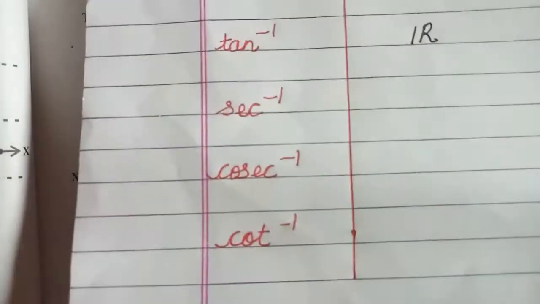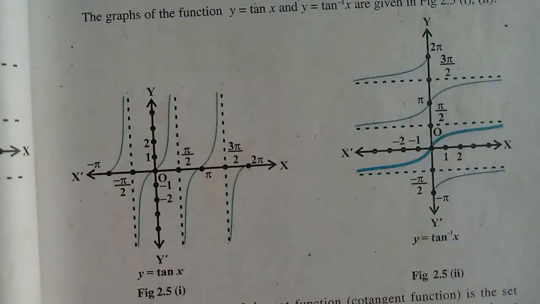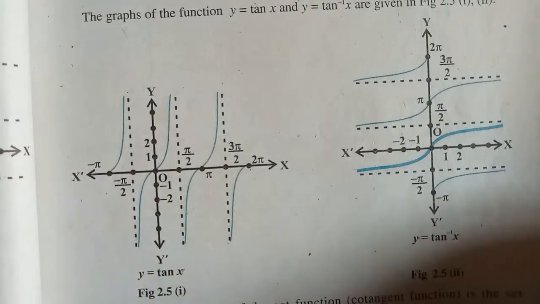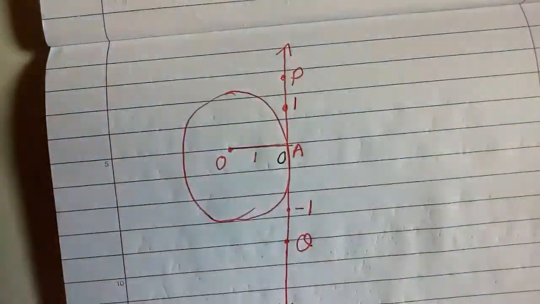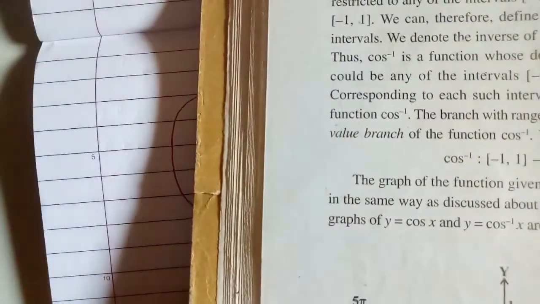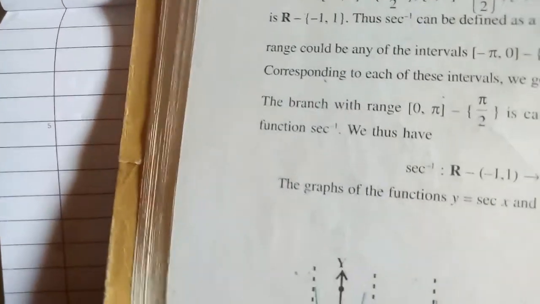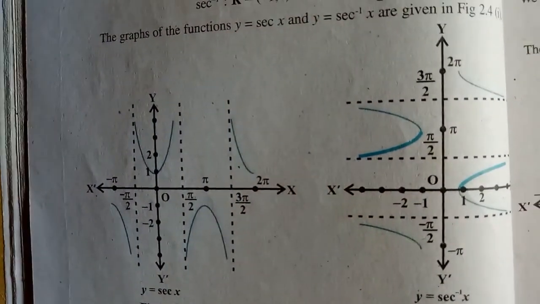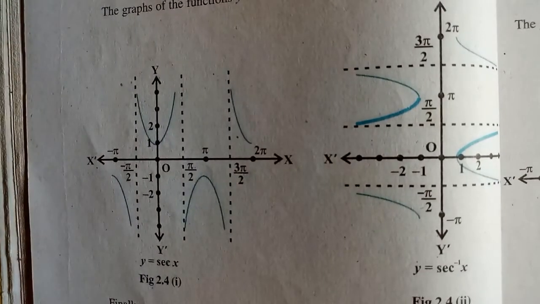Alright, now let us go further. Sine is over, cos is over, tan is over. Let us go for cosec. Let me have the graph of cosec, we have done it, no children, sorry. Let us go for sec. So this is the graph of the sec function and the graph of sec inverse, okay.